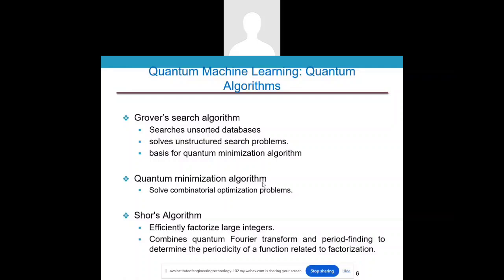Grover's search algorithm searches unsorted databases. It solves unstructured data search problems, and it is the base for the quantum minimization approach, because this particular routine is used in quantum minimization. Why is the minimization problem required? Optimization: we need to optimize the data. Another algorithm, Shor's algorithm, efficiently factorizes large integers. It combines the quantum Fourier transform and period finding to determine the period of a function related to the factorization.